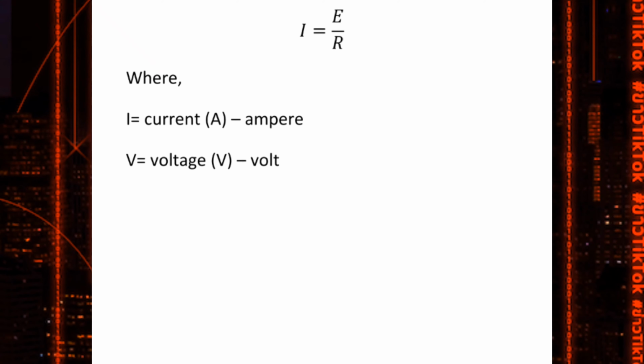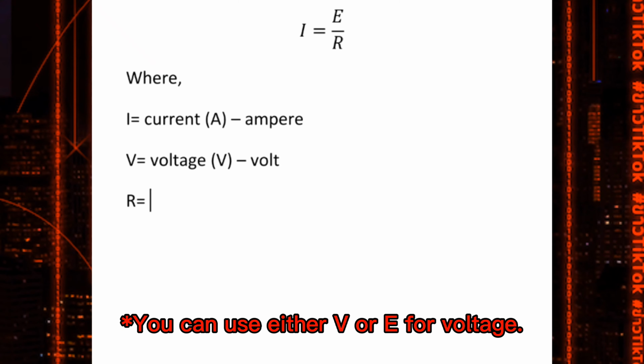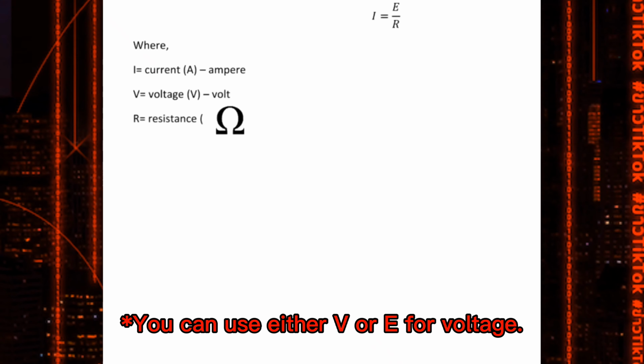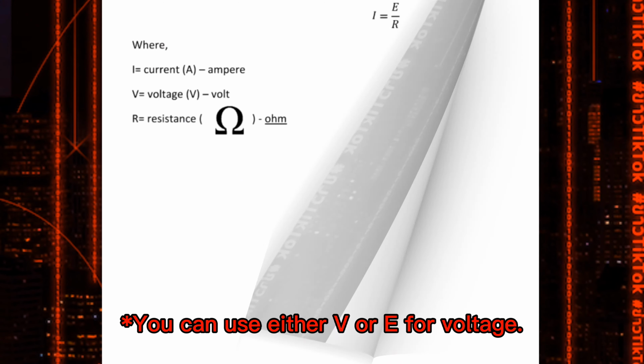When it is represented by a formula, it will be I is equal to E over R. I is the current, and the basic unit of current is the ampere with a symbol capital A. Next is the voltage, and the unit of voltage is the volt with a symbol of capital V. And the last is the resistance, which is measured in ohms and represented by the Greek letter omega.